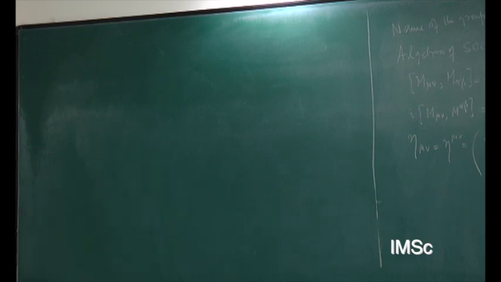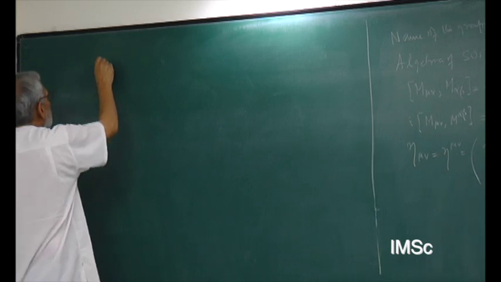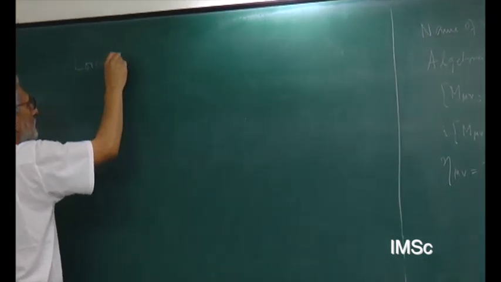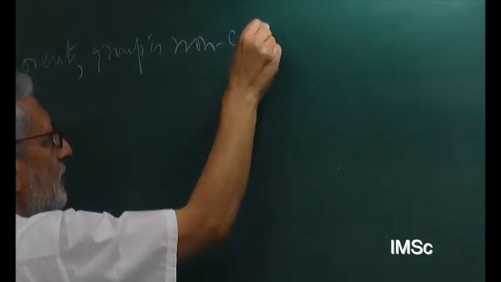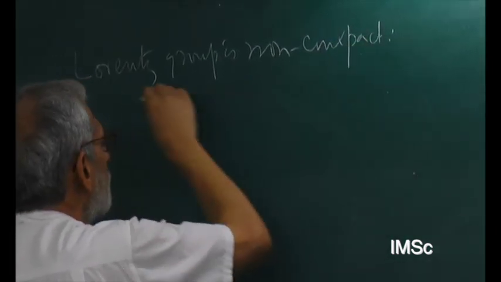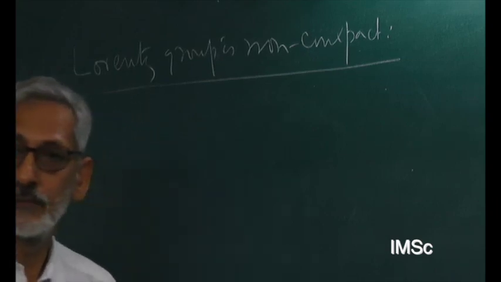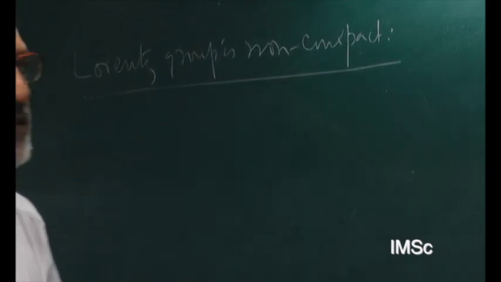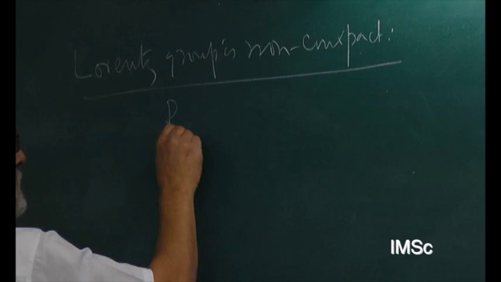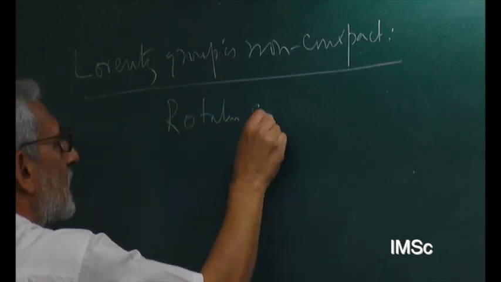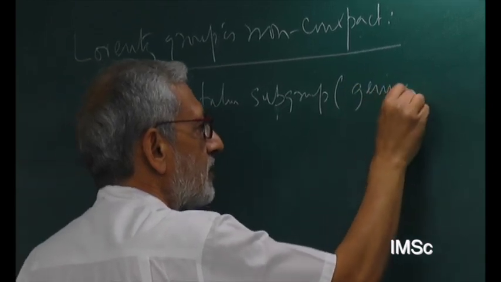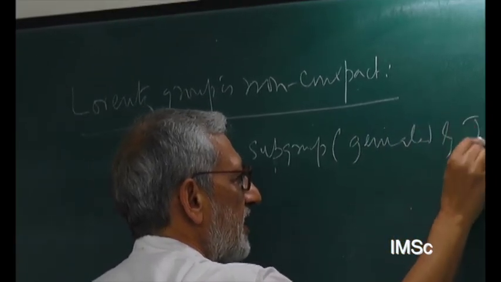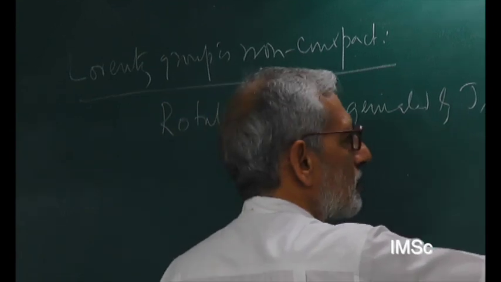Now, before I go down to representations, one remark. The Lorentz group is not a compact group. It is non-compact. What do we mean by that? The rotation subgroup is compact. The rotation subgroup generated by the JLs is compact.